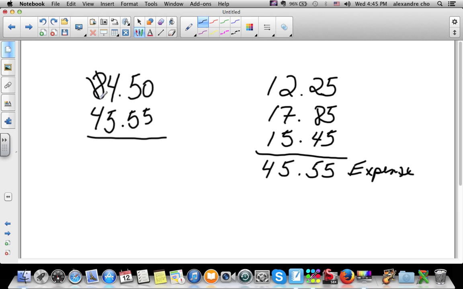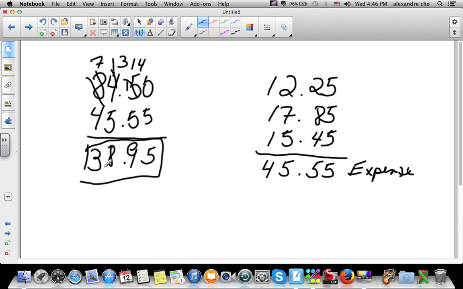So we have to borrow. We go all the way to the left. That becomes a 7. This is 14, which becomes a 13. This is a 15, which becomes a 14. And finally, the last one becomes a 10. Again, all my decimals and place values are lined up correctly. And you get a 5, a 9 over here, an 8, and a 3. So how much money does he have left over? $38.95.